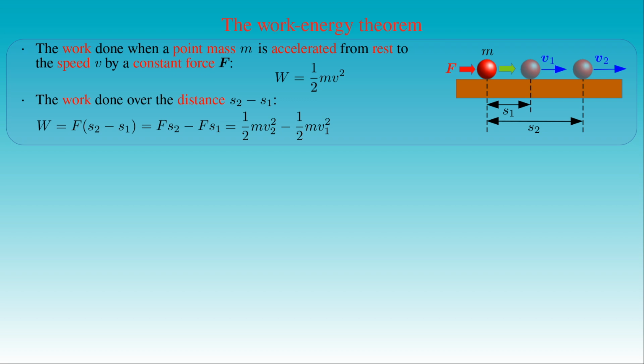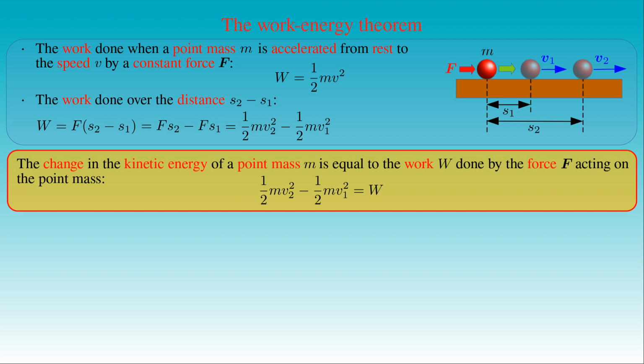Now we can formulate the work-energy theorem as follows. The change in the kinetic energy of a point mass m is equal to the work W done by the force F acting on the point mass, that is 1 over 2 times the mass m times the square of the velocity v2, minus 1 over 2 times the mass m times the square of the velocity v1 is equal to the work W. Here the velocities v1 and v2 are the initial and the final velocities of the point mass accelerated by the force F performing the work W.